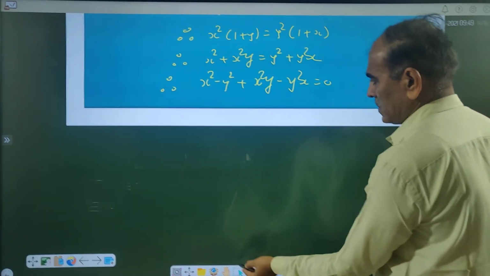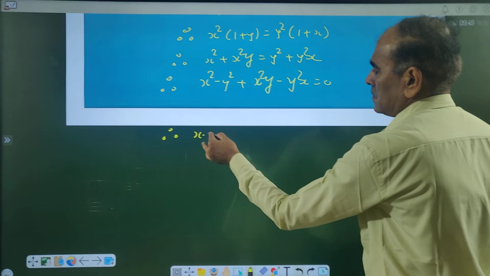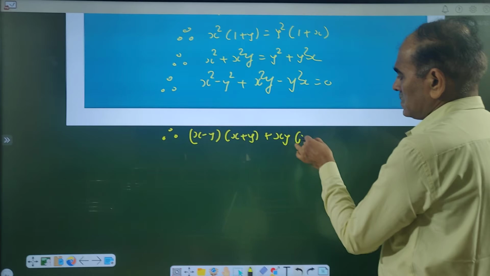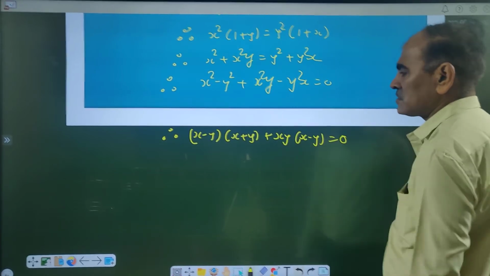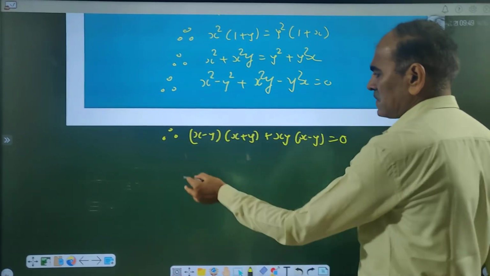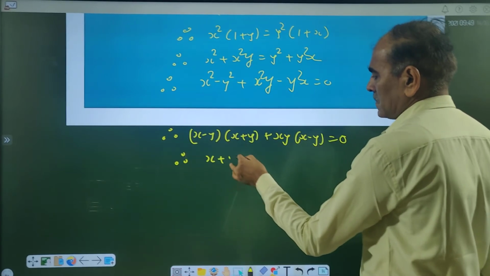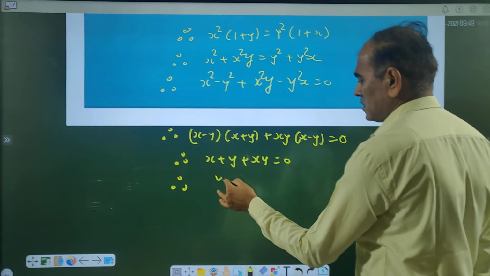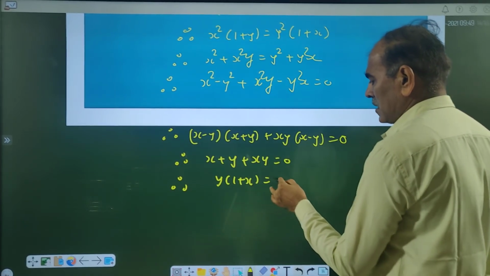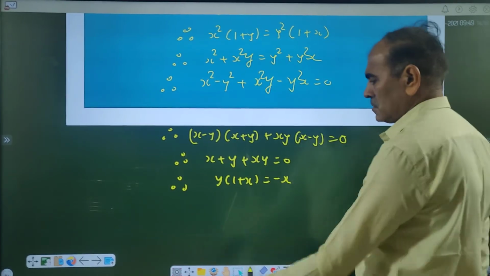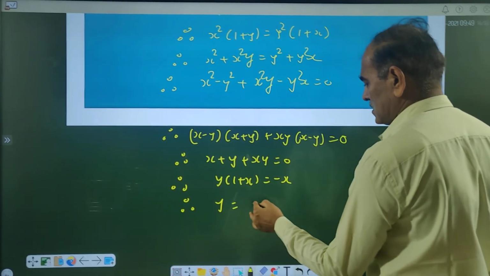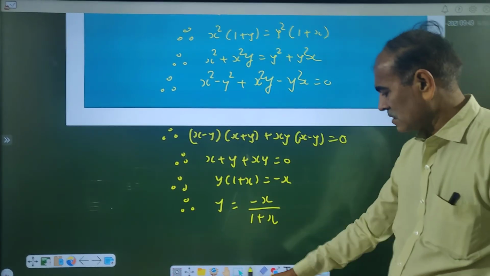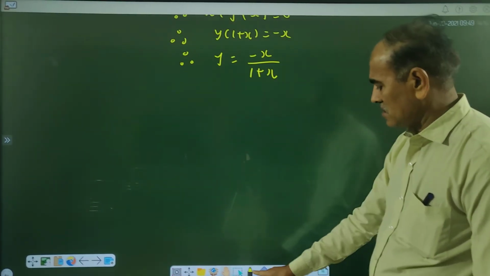So factorize it. x minus y, x plus y, xy common, x minus y equal to 0. Divide by x minus y. What do you get? x plus y plus xy equal to 0. From the second and third term, take y common and take the first term on the left hand side. So what is y? It is nothing but minus x over 1 plus x. Very easy. Now y is converted in terms of x only. So now we can differentiate it.